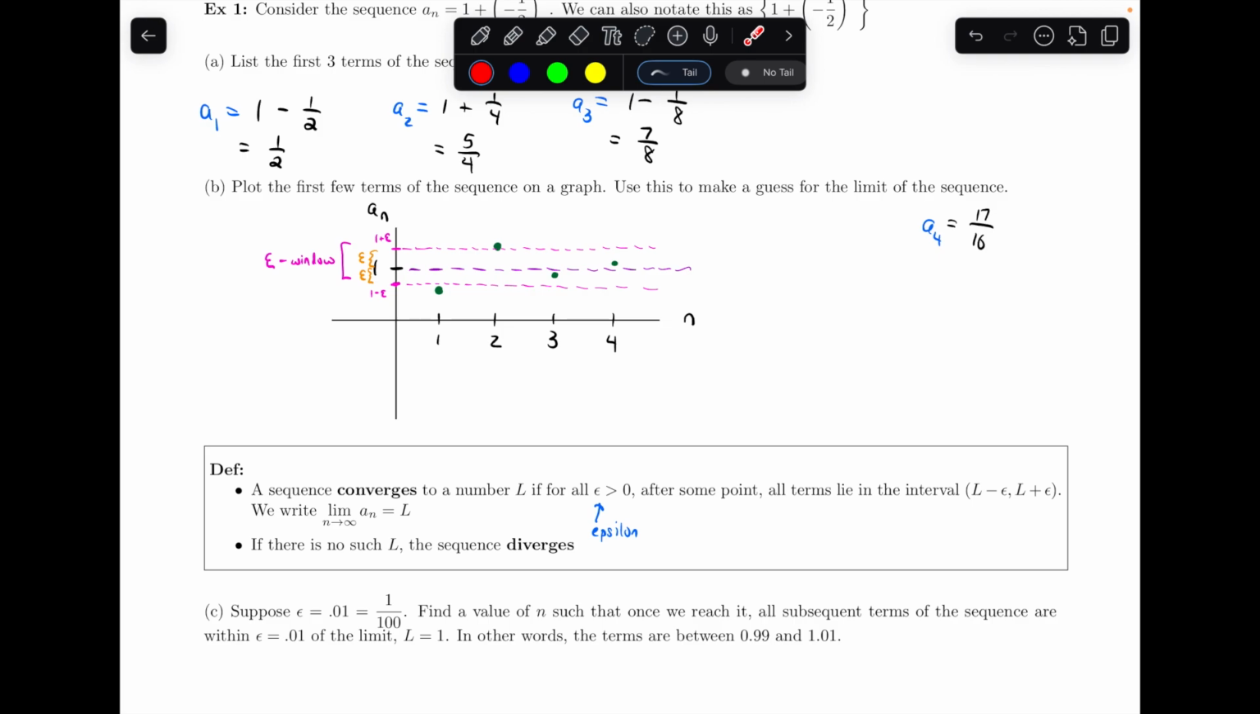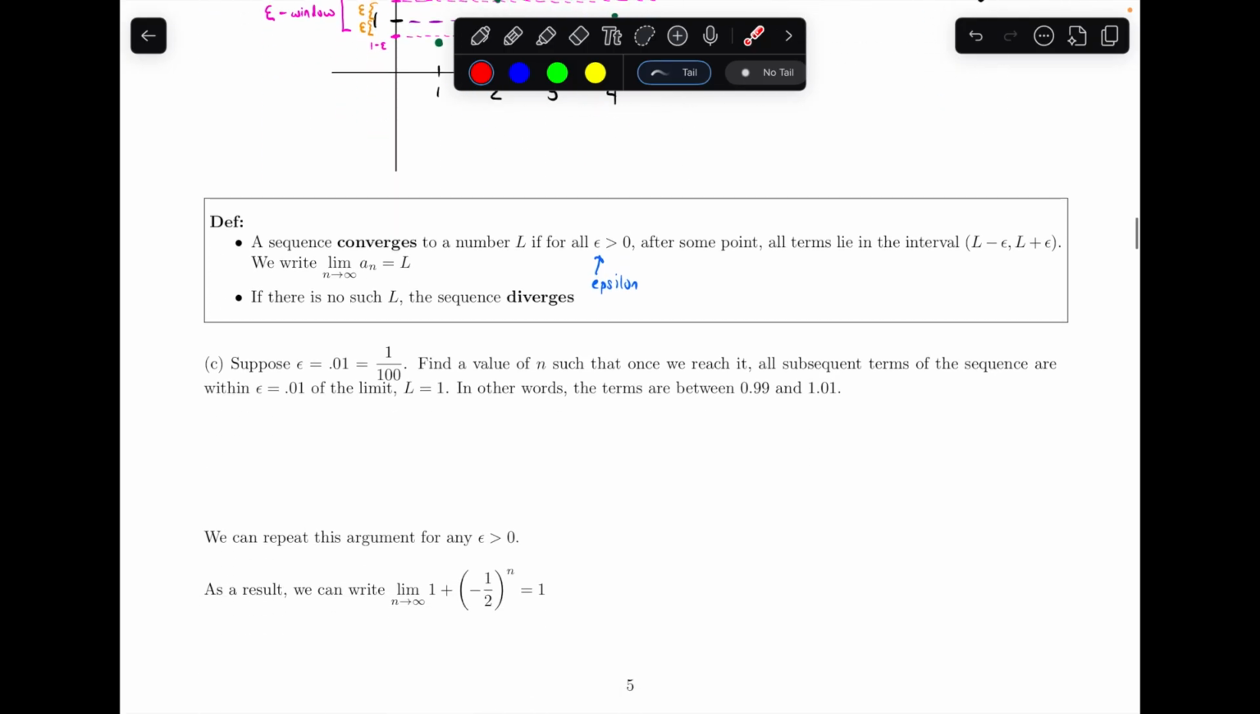No matter how small we make the epsilon window, after some point, all the terms are going to be within the window. And when that happens, I can write the limit of my sequence equals L. On the other hand, if there doesn't seem to be a value that the terms get really, really close to, then we say the sequence diverges. Okay, so I want to explore this epsilon definition a little bit more, because this is something where, especially if you take more math classes, you'll see this quite often. So I think it's helpful to play around with it.